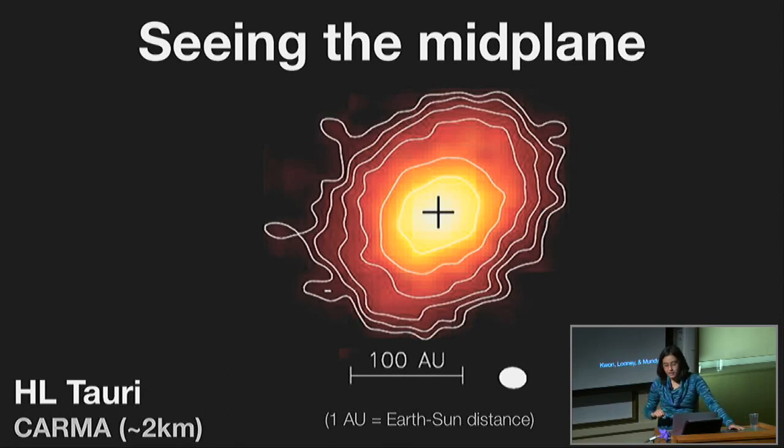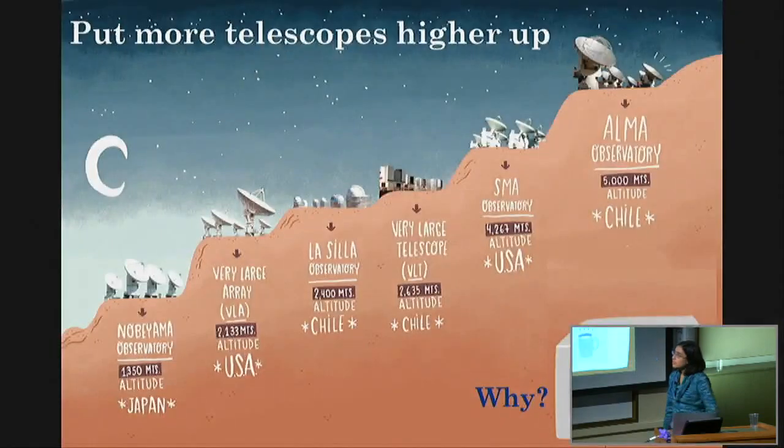But I can see you're not all that impressed, right? You're thinking, all right, she shows us the inside of a protoplanetary disk. It's a blob. I hear you. Astronomers hear you. So, and this is made with CARMA, which is about 2 kilometers for its longest length of the antenna. So what did astronomers do? They said, we want more.